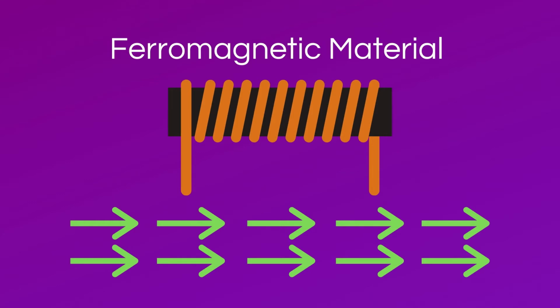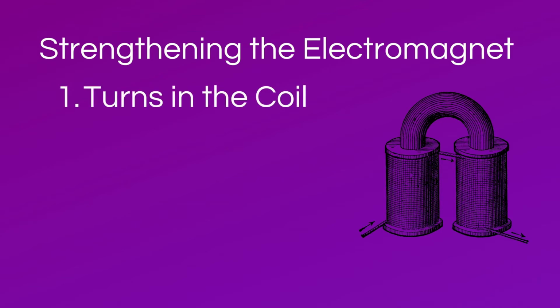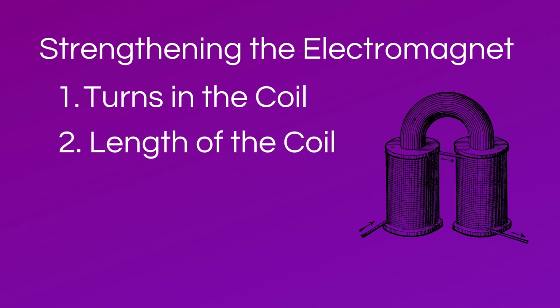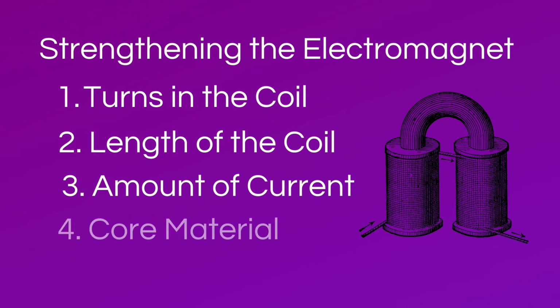through the wire. The strength of an electromagnet can also be increased by the following ways. 1. By increasing the number of turns in a coil. 2. By increasing the length of a coil. 3. By increasing the amount of current flowing through the electromagnetic coil. 4. By using a different ferromagnetic core material. Some materials produce a stronger magnetic field than others.